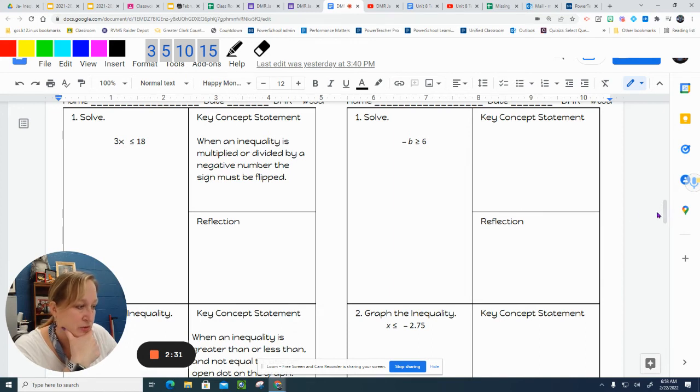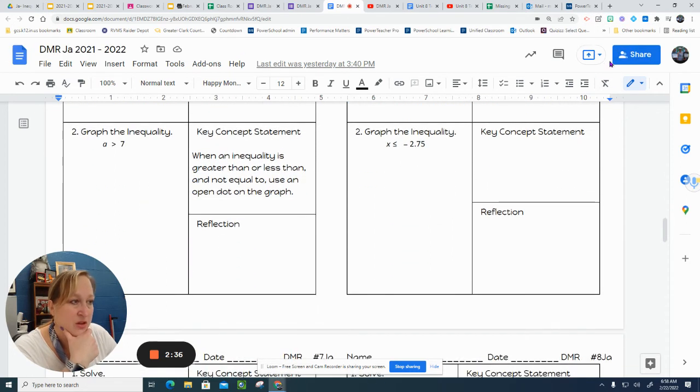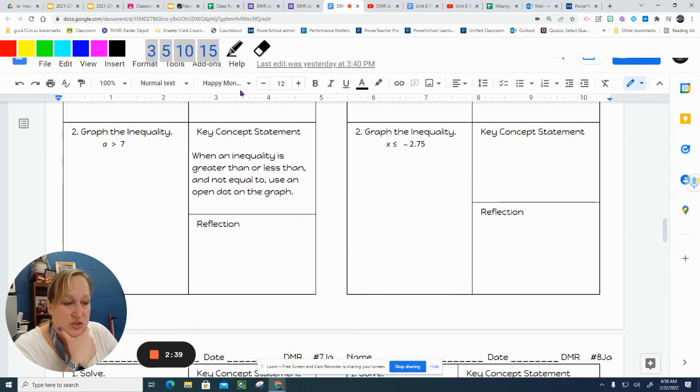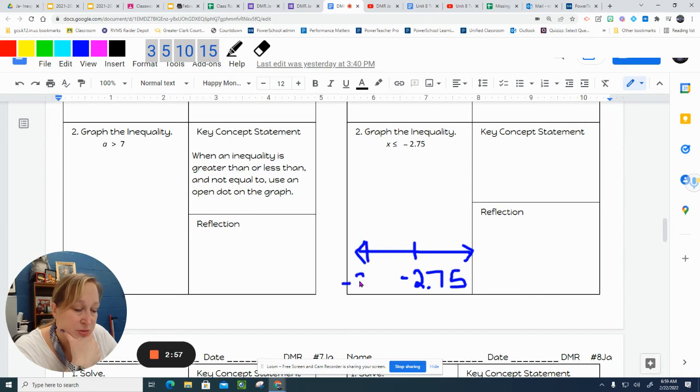All right, now we will do the graph the inequality, which is the bottom one here. And since we're graphing x, I'm going to draw my number line. The point that I have is -2.75. This will be -3. This will be -2.50. Now, that has a line underneath it, so it should be a closed circle.